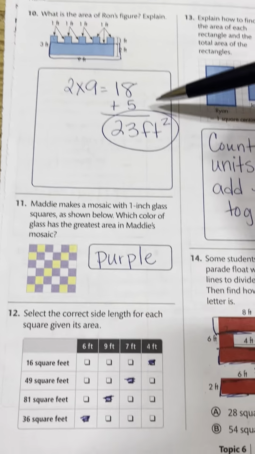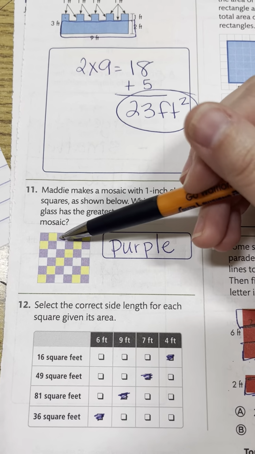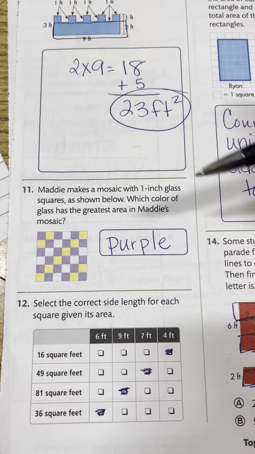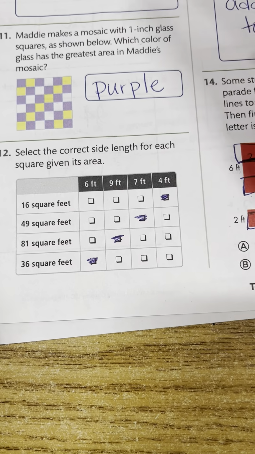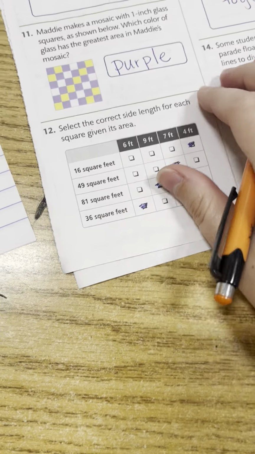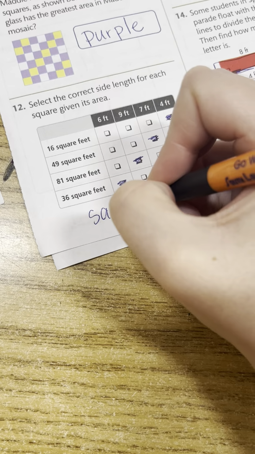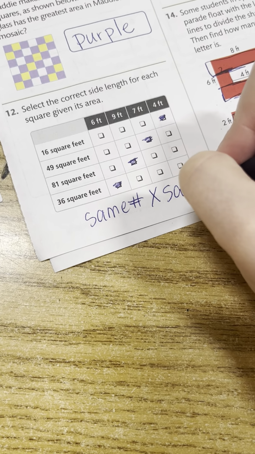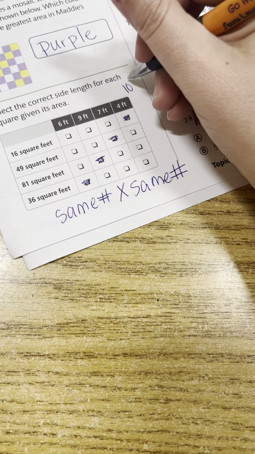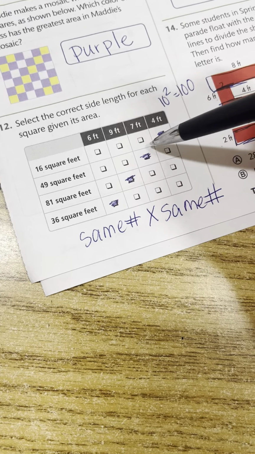All right, now on the test, there's not going to be colors, but there's just going to be like black, gray, and white. So it just wants to know which one had the most. And all they had to do was count. Okay. This one asks for the squares. A square is the same number times the same number. So if we did 10 squared, that would equal 100. So they just had to see what two numbers.